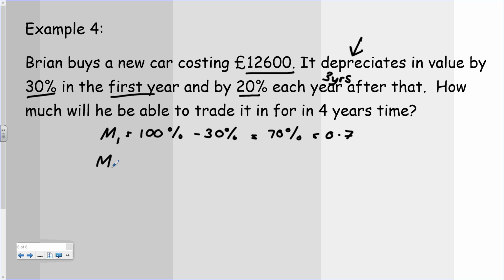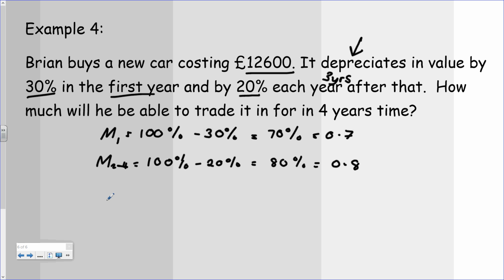The multiplier for years 2 to 4 is going to be 100% minus, sorry, something funny's happening. Let me just rub that out and we'll start that last bit again. So that last percentage is 100% minus 20% for the last 3 years, and that's going to be 80%. So the multiplier for the last 3 years is going to be 0.8.